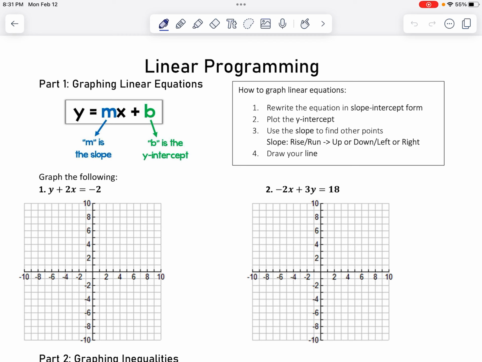Now the key here though is that a lot of these linear equations are not already in slope-intercept form, y equals mx plus b. So what we're going to have to do first, and we see these steps over here, first we're going to have to rewrite the equation in slope-intercept form. Then we will plot the y-intercept. Then we'll use the slope to find some other points. And finally, we will draw the line.